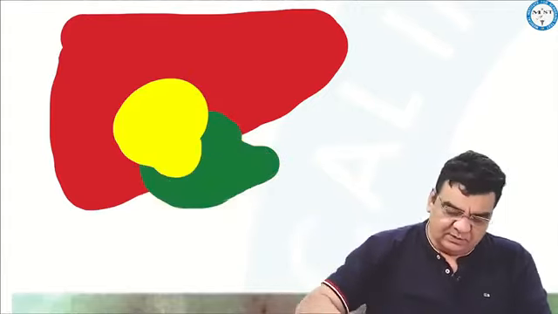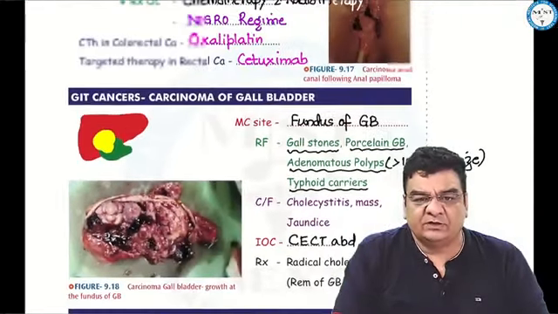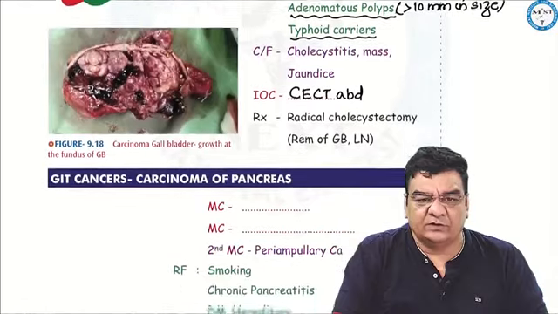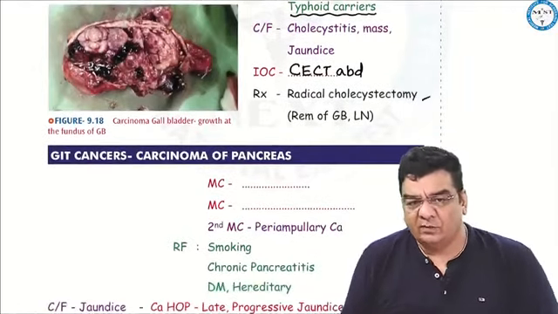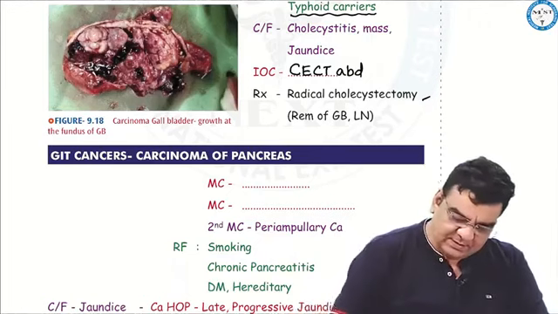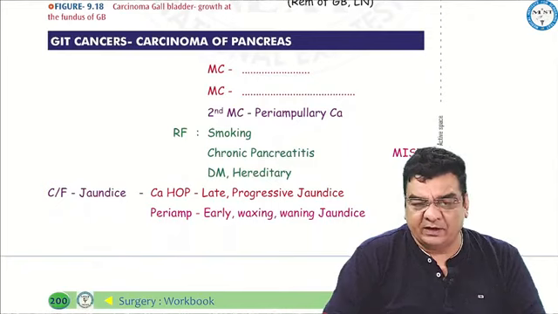So in these type of situations, we have to remove the gallbladder along with some part of the liver also, right? But if the cancer is confined within the gallbladder, then we just remove the gallbladder along with the lymph nodes. That is what we call as radical cholecystectomy. Removal of gallbladder with the lymph nodes.